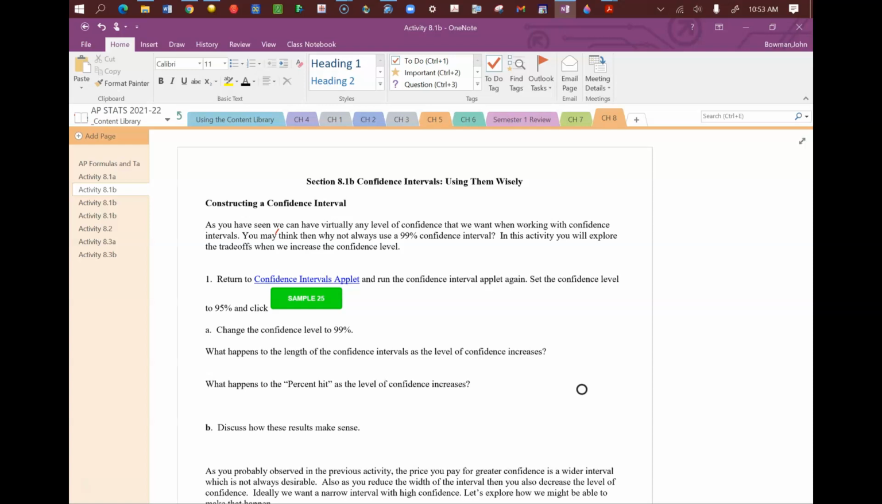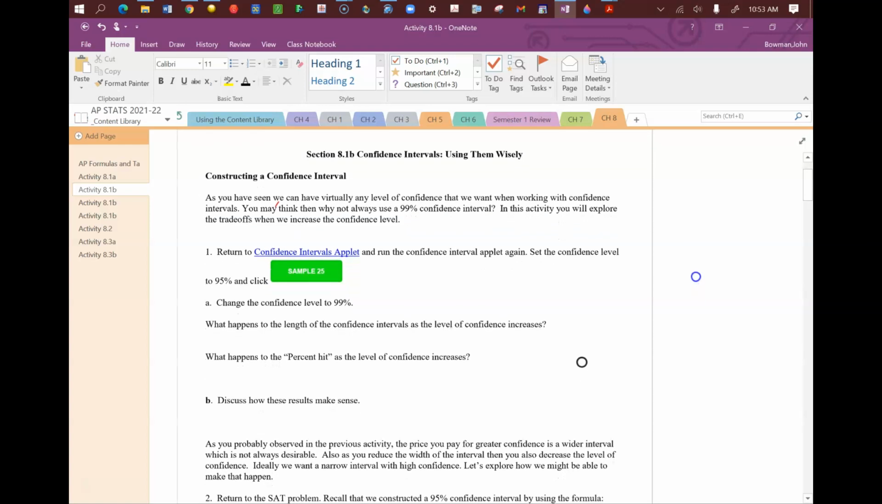So we're going to go back to our confidence interval applet that you saw in the first video, and we are going to go from a 95% level of confidence to a 99% level of confidence, and we're going to see what happens to, one, the overall length of the confidence interval, and two, what percent of confidence intervals ended up containing the population parameter that we're estimating.